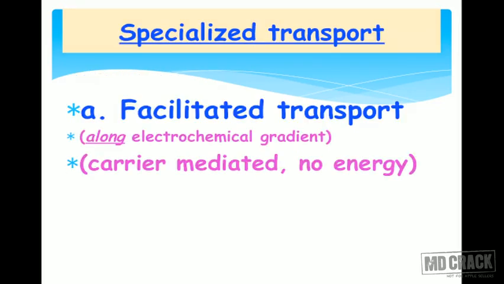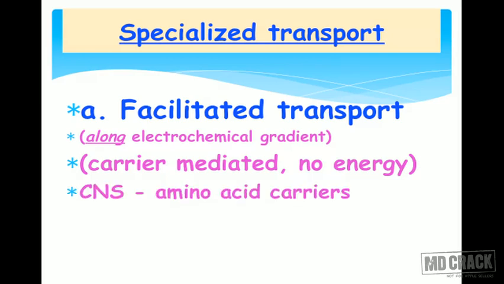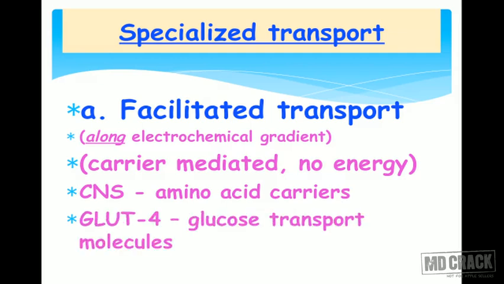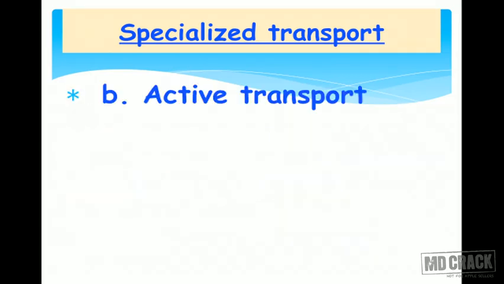Next we go to the specialized transports. The first one is facilitated transport. This happens along the electrochemical gradient, and it is carrier mediated. There's no energy required. The carrier takes the drug inside. In the central nervous system, you have amino acid carriers, and you also have GLUT4 glucose transport molecules.